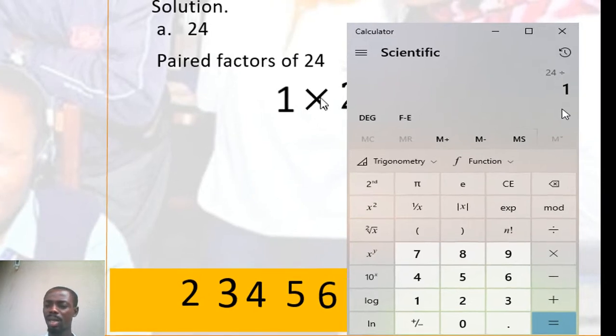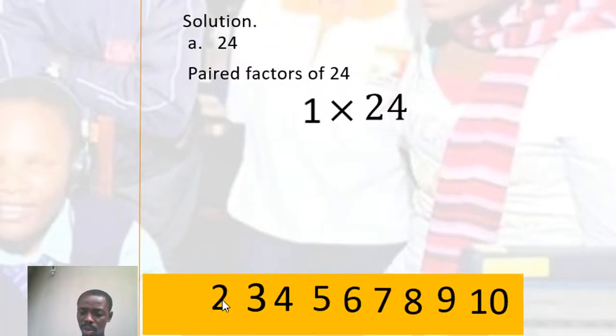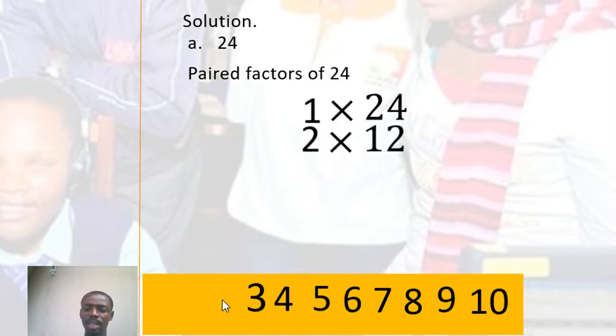Now, the next number is 2. Now, you ask yourself again, does 2 divide into 24 without a remainder? That's how you keep asking yourself. If your answer is yes, then you select 2, and 2 goes on there. Then multiply it by 12. So it means that 24 divided by 2 gives 12.